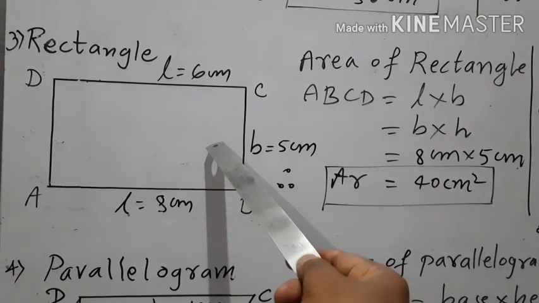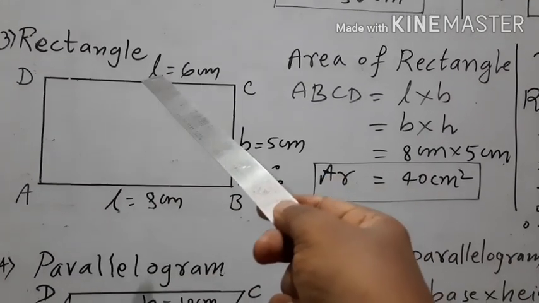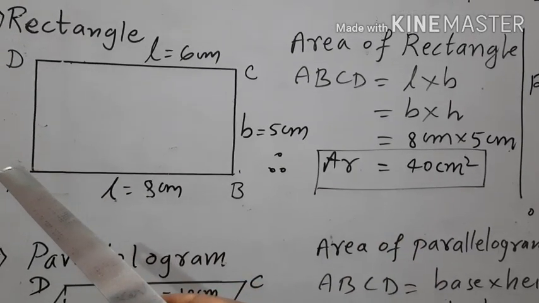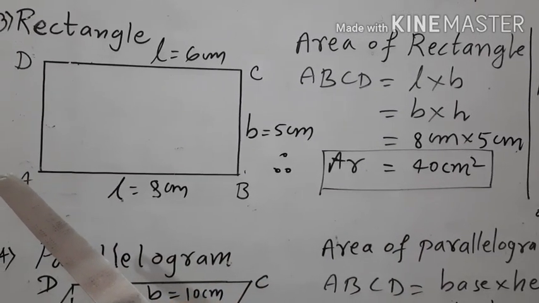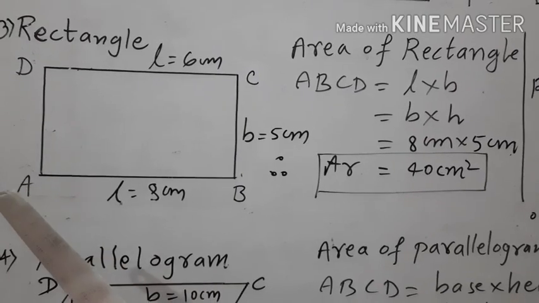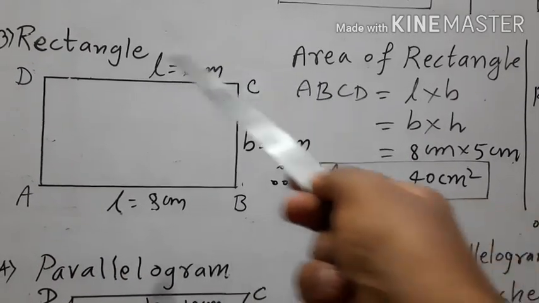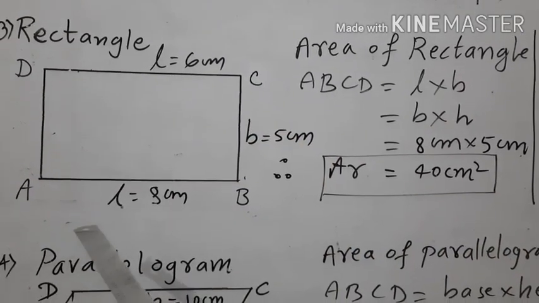If I ask you to find the perimeter of this rectangle, you should find the sum of the lengths of all the sides, that is AB plus BC plus CD plus DA. That is the perimeter.